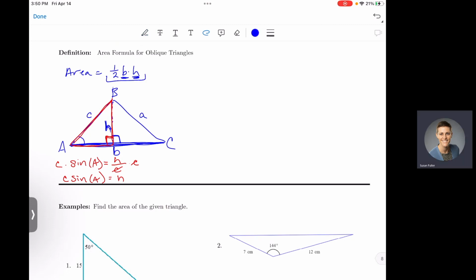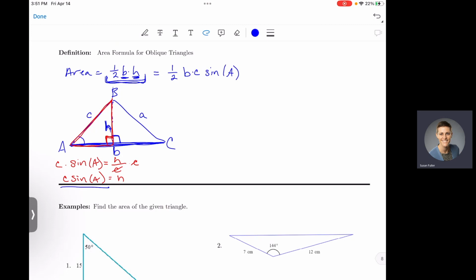And so I can plug that back into my area formula here, and I can say that area is then 1/2 my base, which in my picture is side B, times my height, which we just calculated to be C times the sine of angle A.